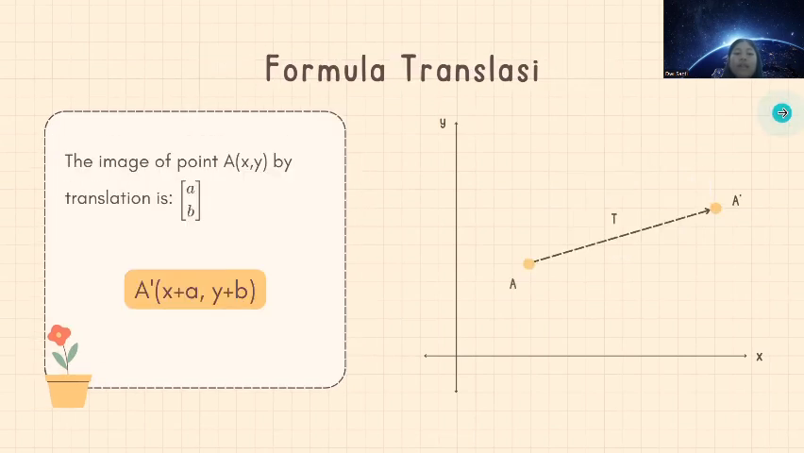Next, the translation formula. If we have a point (x, y), the translation is (a, b). The new position, the image, is calculated by adding the components. So the formula is (x + a, y + b). It's straightforward. You just add the horizontal component to the x-coordinate and the vertical component to the y-coordinate.